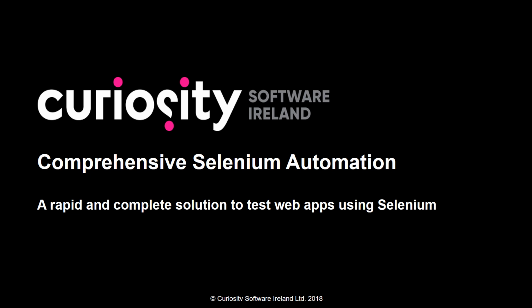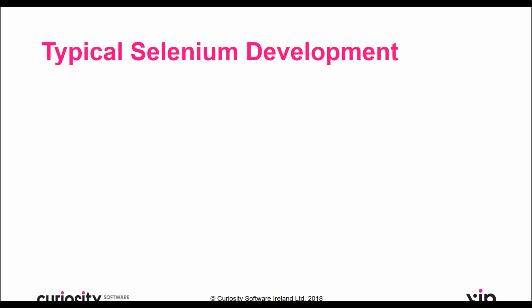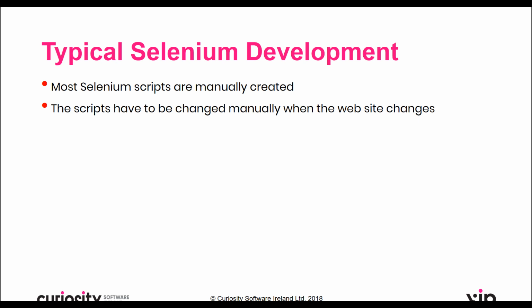Comprehensive Selenium automation, a rapid and complete solution to test web apps using Selenium. So before we get into the details, let's just look at typical Selenium development. Most Selenium scripting is usually manually created. The scripts have to be changed manually when the website changes.